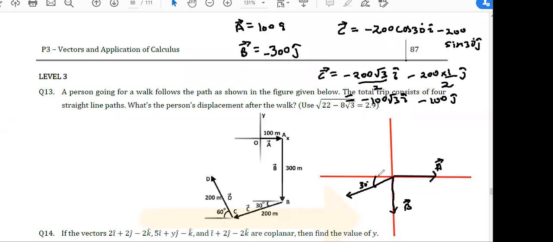Okay. Now, talk about vector D. Vector D is this vector, right? See, vector D is this vector and this angle is 60 degree. So can you tell me what is vector D? Everyone, just tell me what is vector D?